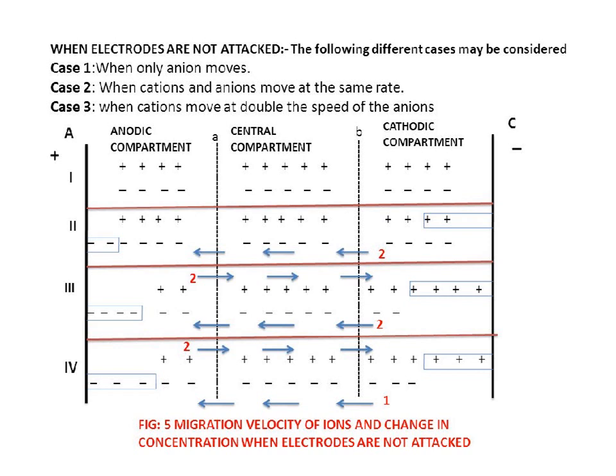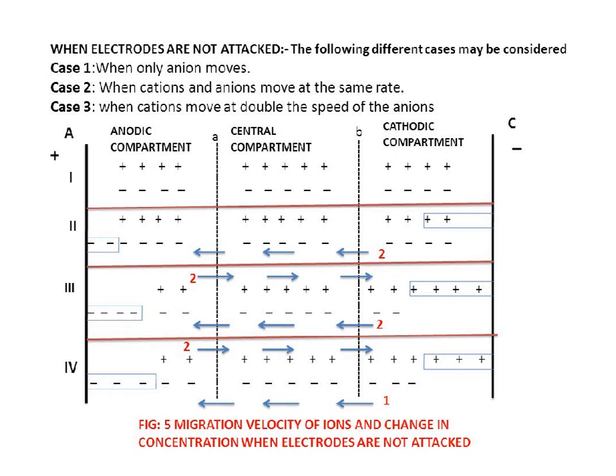Now we will see the diagrammatic representation of Hittorf's rule. In this diagram, there are three compartments. At the left side of this PPT, there is the anodic compartment. Anodic compartment means the positively charged compartment. The central compartment is also known as the middle compartment. And the extreme right compartment is known as the cathodic compartment, the negatively charged one.